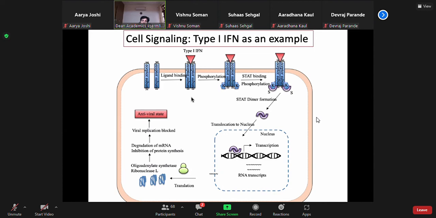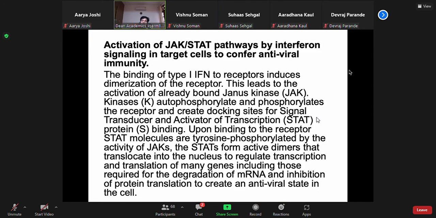Is that clear how type 1 interferons work? Yes? Okay, I'll give you a couple of minutes, or maybe less than a minute. You can read it. Just read this slide, whatever is written.